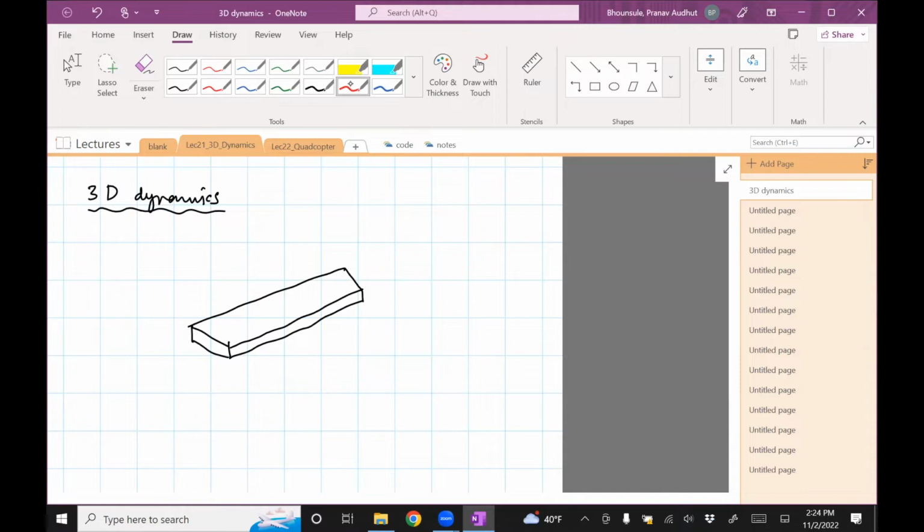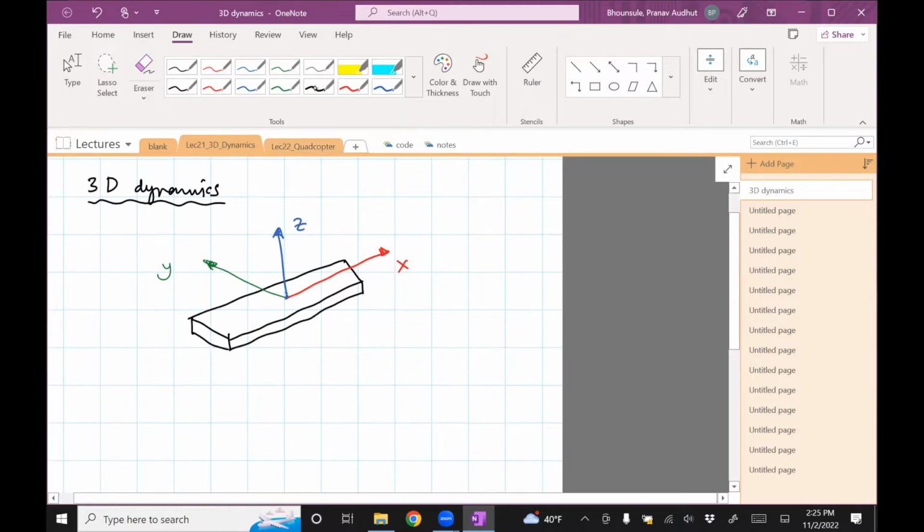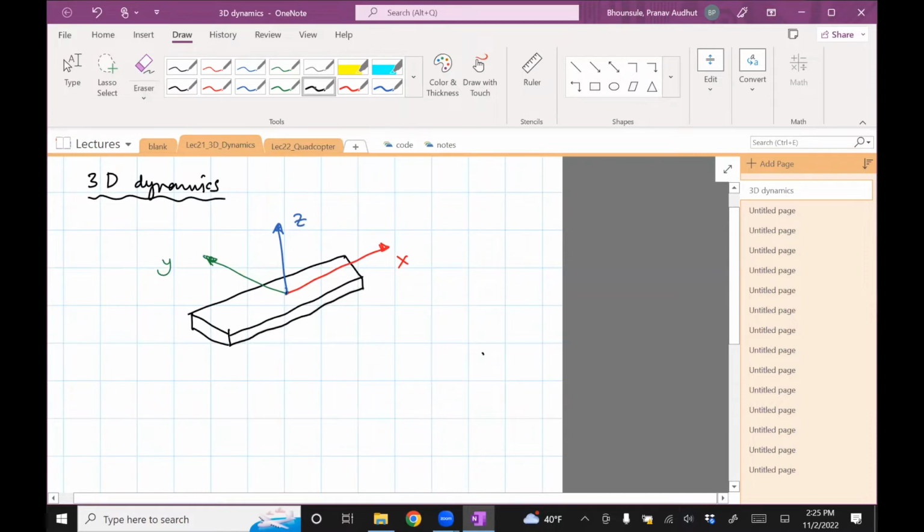Okay, let's fix some axes. X, Y, and then X cross Y. So let's choose it slightly differently. Say X is this way in the plane, and then Z is X cross Y, so it should be upwards. And then let's say that the position of the center of mass is X, Y, Z. And then there's gravity.